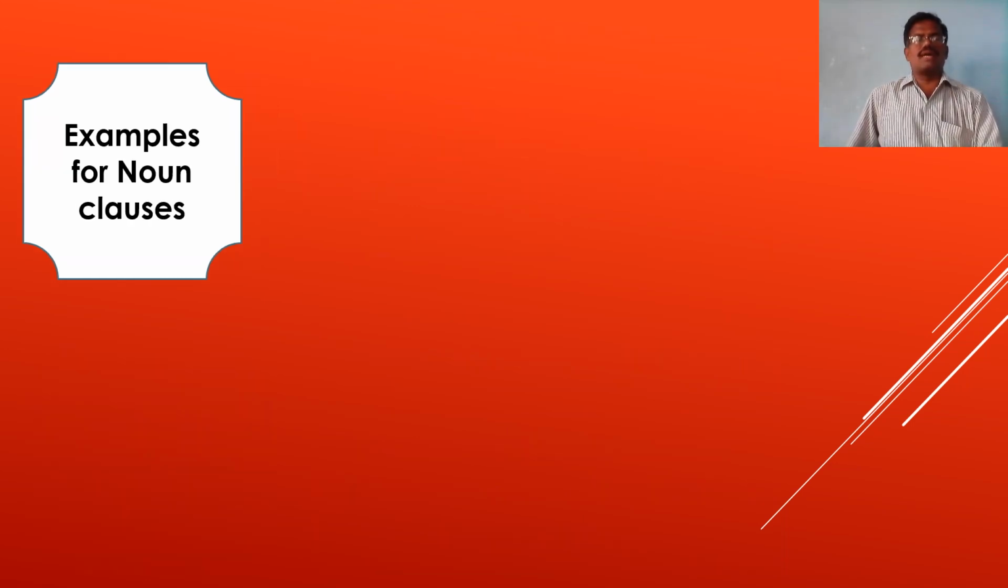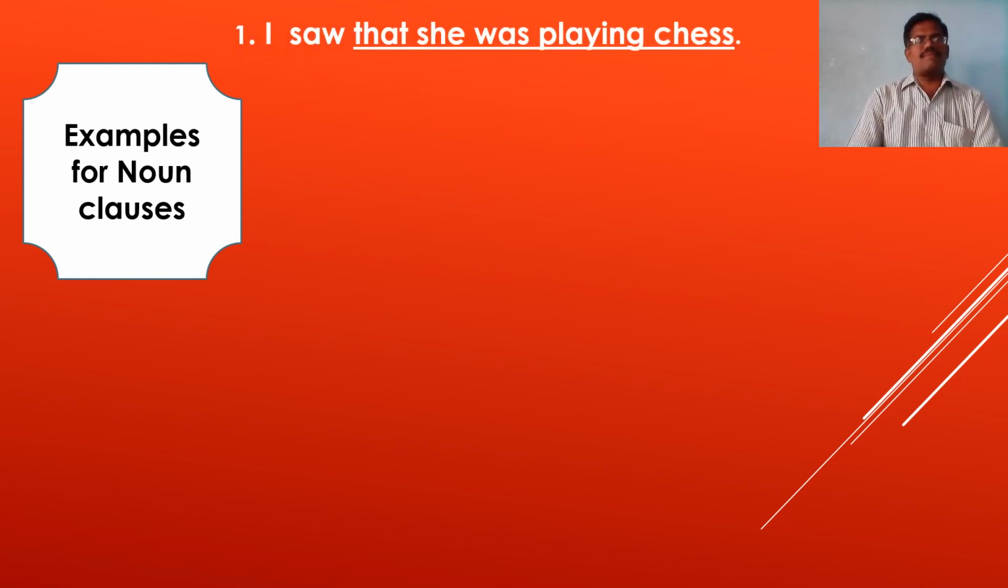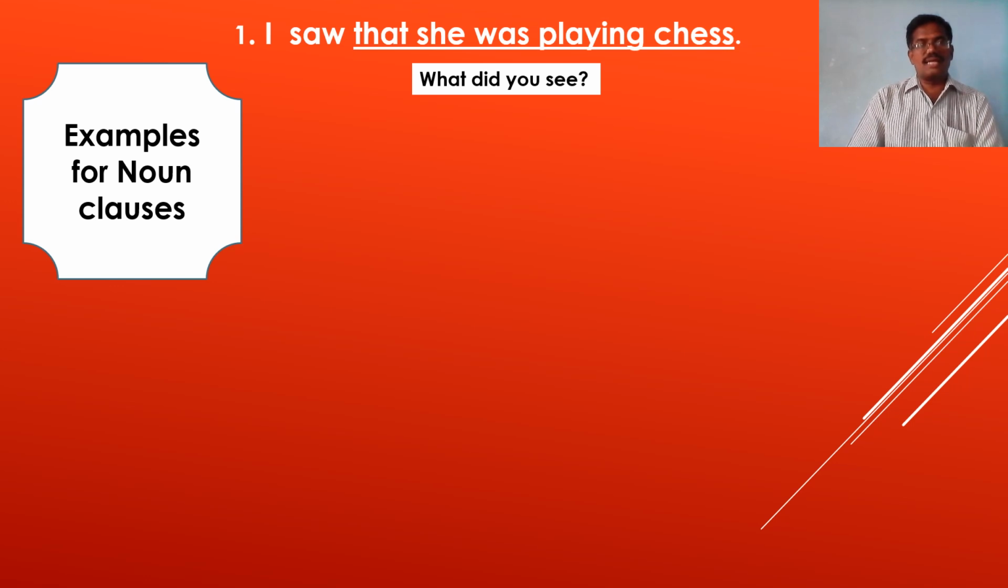Well, now let us have some examples for noun clauses. Example number 1. Here, the underlined part, that she was playing chess, will be a noun clause because it answers the question word what. And whenever you put the question, I saw what, or what did you see, then the answer will be that she was playing chess. So it is a noun clause.